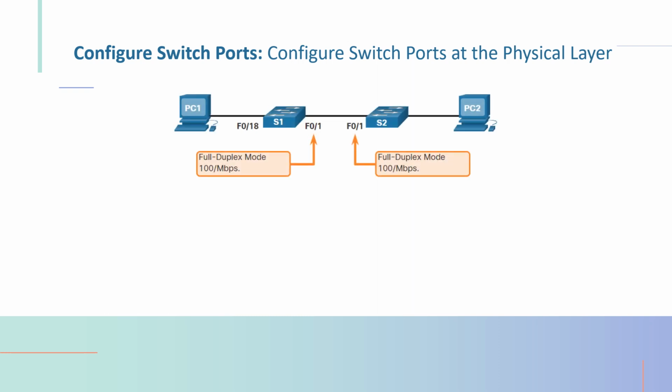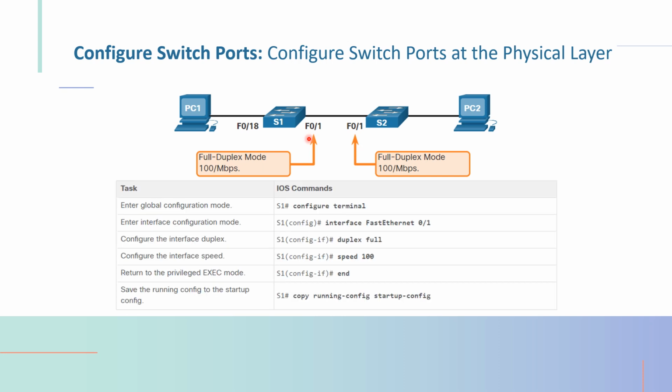So let's take an example. Let's say that we have this network, and we have two switches that are connected together with a link, and each one is connected with Fast Ethernet 0/1. And we want to configure the duplex mode of the switches as full duplex, and we want both to operate with the same speed of transmitting and receiving data, 100 megabits per second.